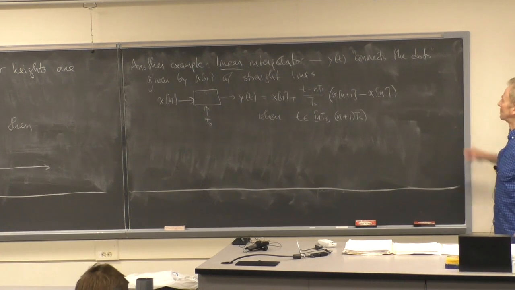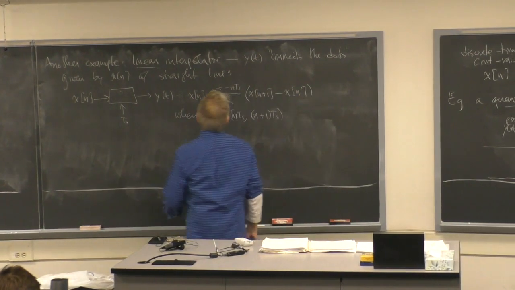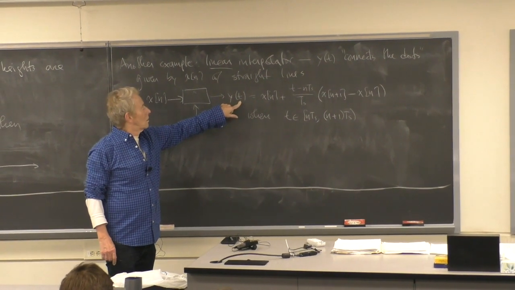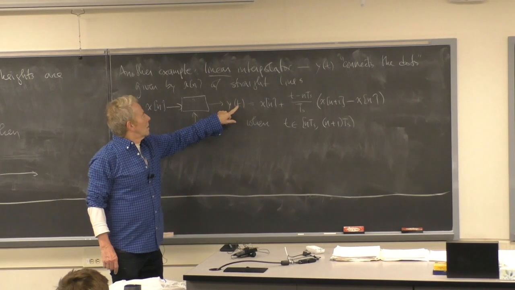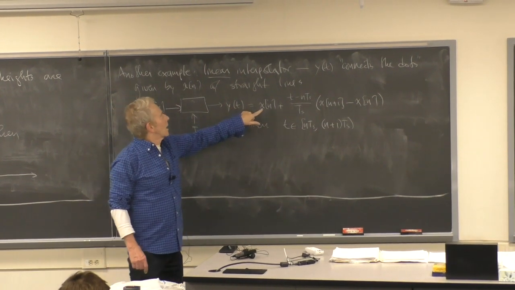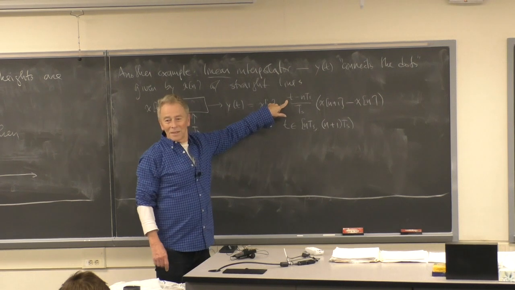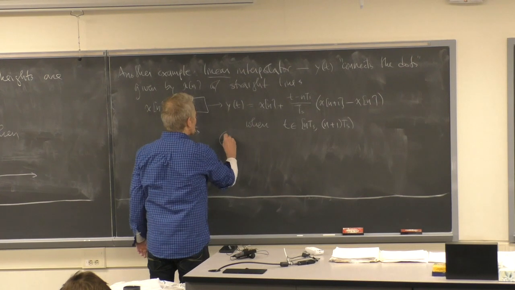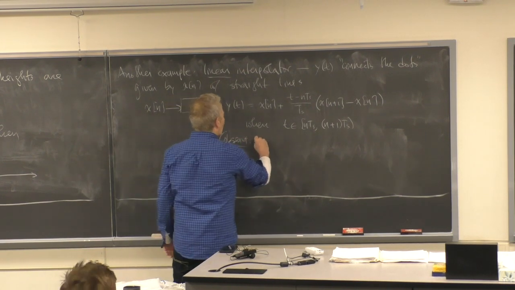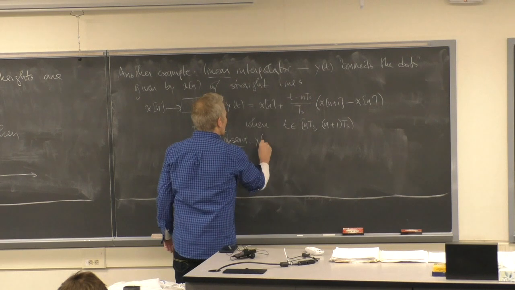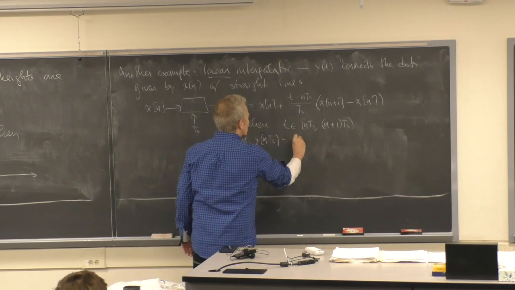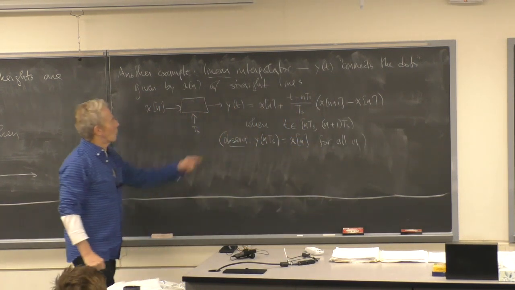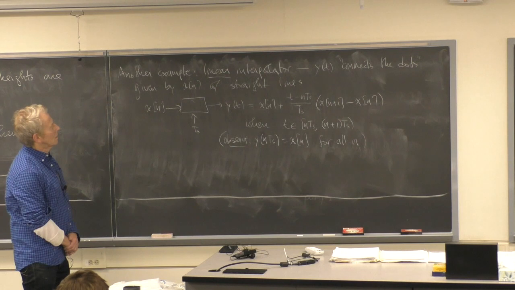Now, why do I like this way? Suppose I plug in little t equals nts. What do I get? y of t equals x of n plus 0. So observe that y of nts equals x of n for all n, because of the formula giving us y.